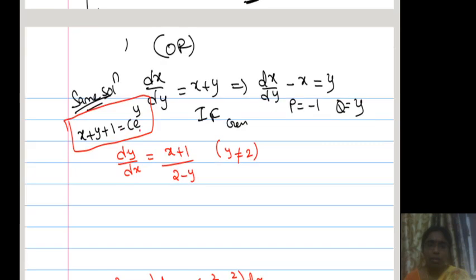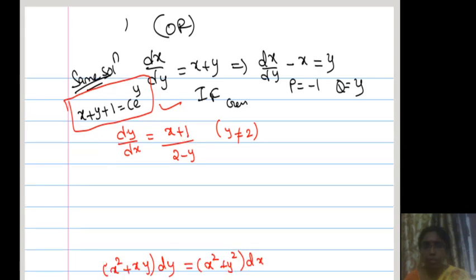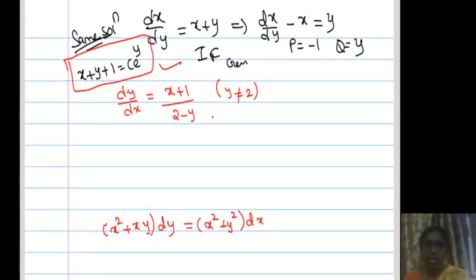So do this problem in both ways. Okay, you will get the unique solution. Think by yourself, do by yourself. I think you understand. Next, how to think about this question? It is in the form of dy by dx is equal to (x plus 1) by (2 minus y).